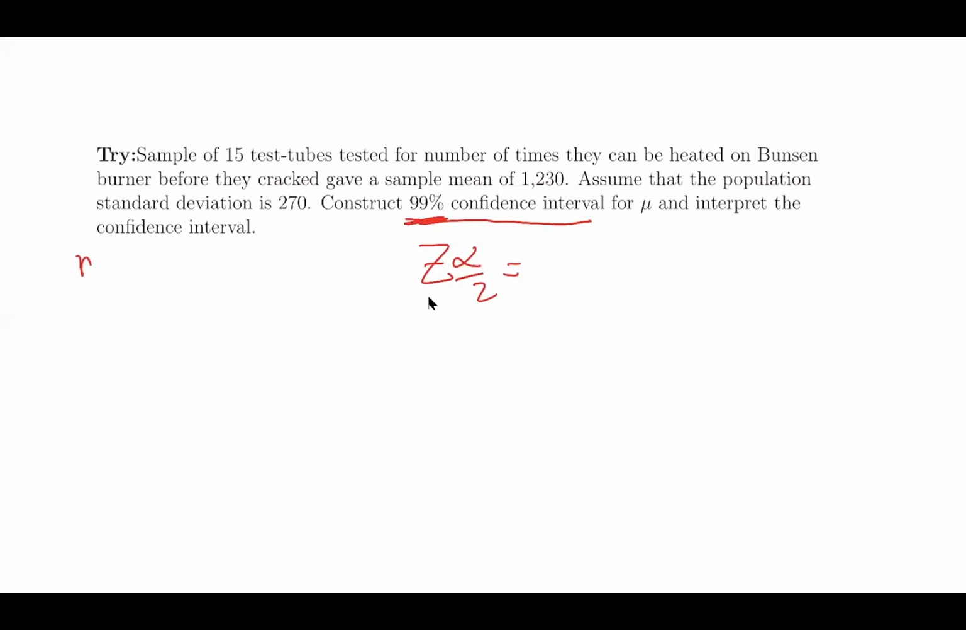So hopefully you were able to find n is equal to 15, sigma is equal to 270, x bar is equal to 1,230. Was anybody able to find the Z value?